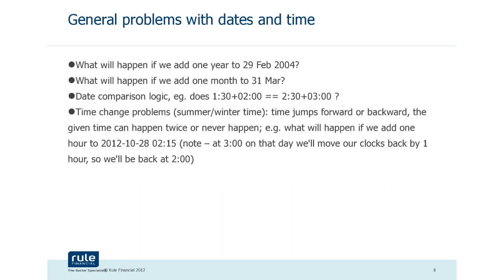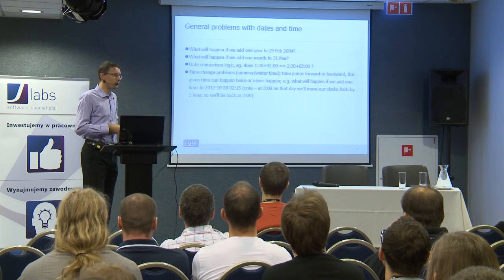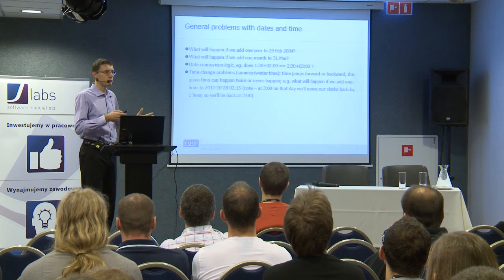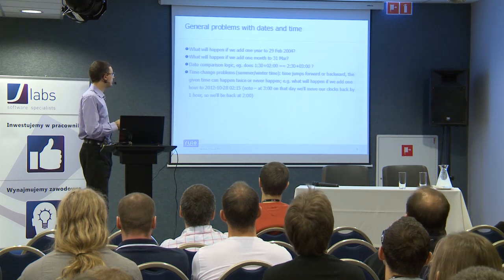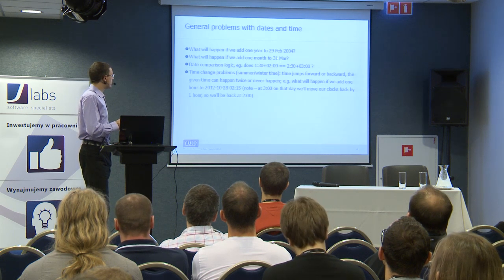And a couple of examples of general problems. I think you know them. For example, what will happen if you add 1 year to this date? There was no 29th of February in 2005. So what's the result? Is it 1st March, or is it 28th of February, or is it an exception? Right. The same with adding a month. There is no 31st of April.